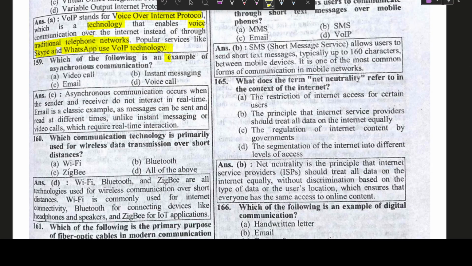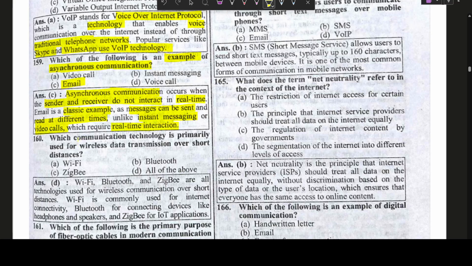Which of the following is an example of asynchronous communication? So it's email. Asynchronous communication occurs when the sender and receiver do not interact in real time. Email is a classic example, as a message can be sent and read at different times, unlike instant messaging or video calls, which require real-time interaction.